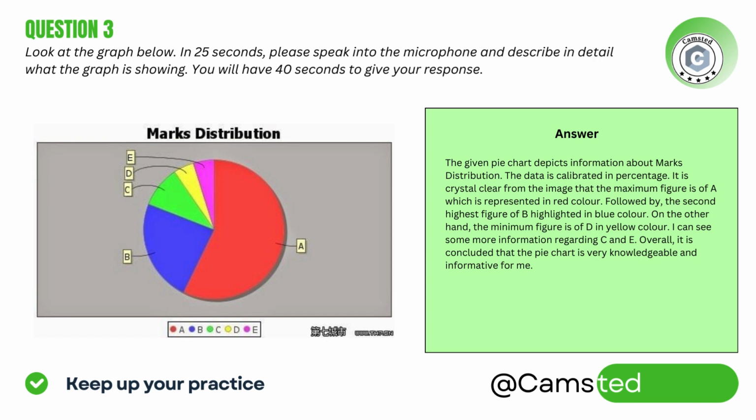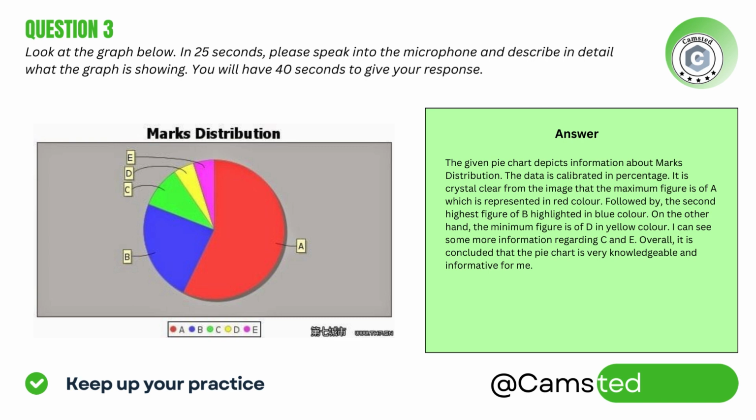The given pie chart depicts information about marks distribution. The data is calibrated in percentage. It is crystal clear from the image that the maximum figure is of A, which is represented in red color. Followed by the second highest figure of B highlighted in blue color.